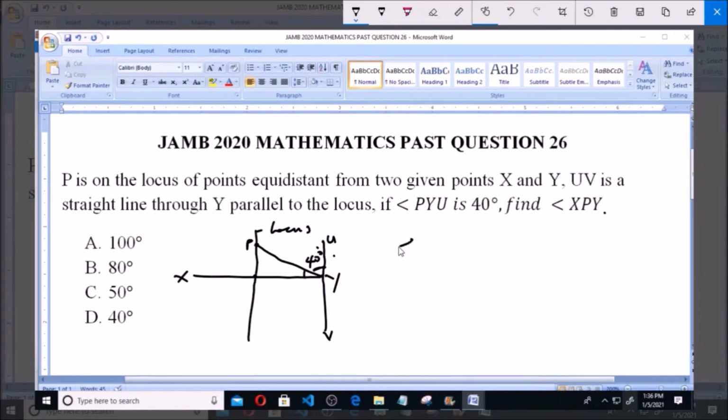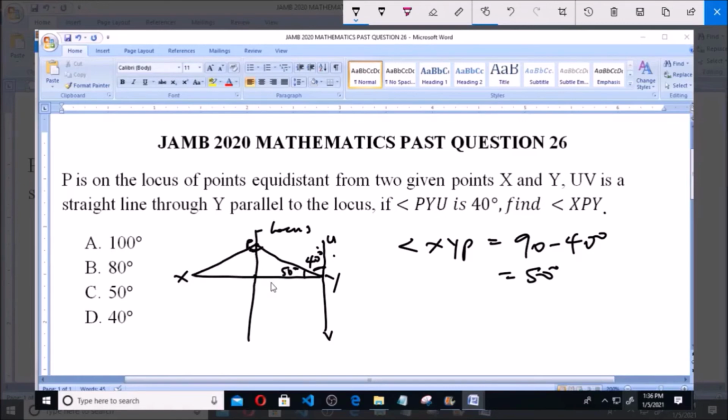Now, if angle PYU is 40 degrees, like we know this is the right angle, then this angle here, angle XYP, will be equal to 90 minus 40 degrees, and that is equal to 50 degrees. So this angle here will be 50 degrees. Now we are asked to find angle XPY. So let's connect here to this X. So we are looking for this angle here.